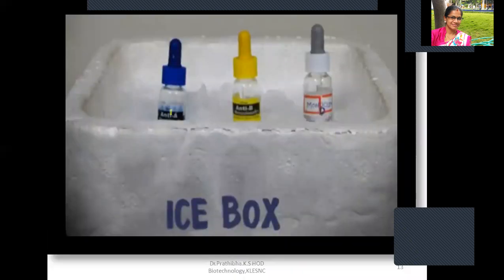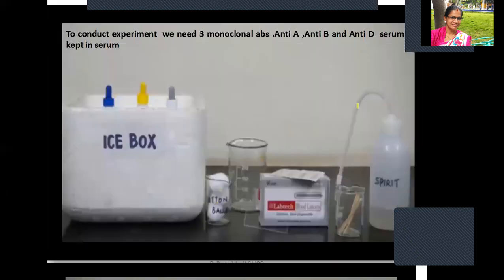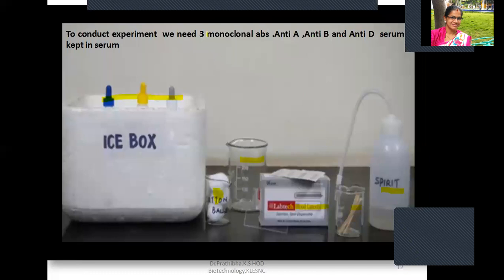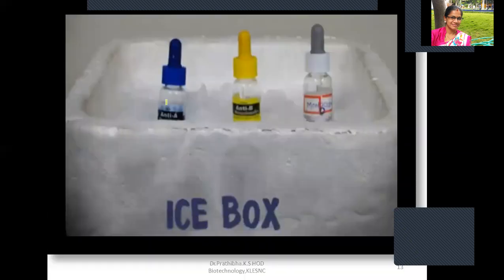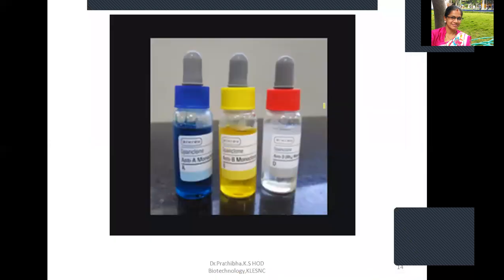Here you can see the anti-A antiserum, anti-B serum, and this is the anti-D serum. What kind of antisera are these? These are monoclonal antibodies. Mono means a single type of antibody. Only A antibody, B antibody, and here the D antibodies.